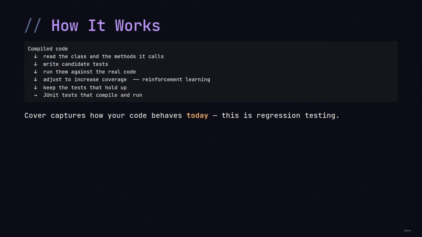The mechanism underneath is reinforcement learning. Diffblue Cover reads your compiled classes and the methods they call, writes a set of candidate tests, runs them, and adjusts based on how much of the code they exercise. It keeps the tests that hold up and increases coverage from there. Because the tests are run during generation, what comes out compiles and passes against your real code. It isn't a draft test suite that you need to manually fix and update before it works.